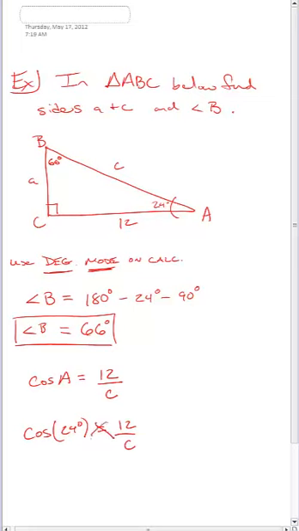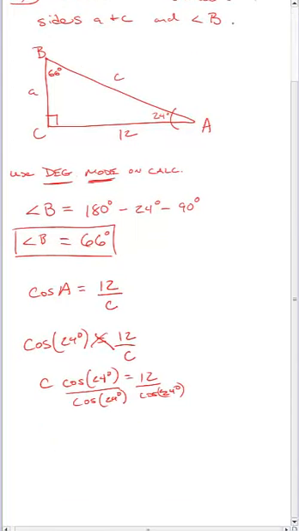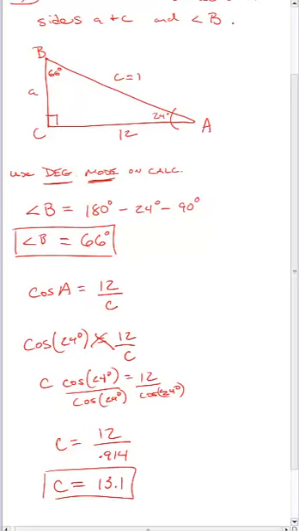To solve this, we're just going to cross multiply, and you get C times the cosine of 24 degrees is equal to 12, and we'll divide both sides by cosine 24 degrees. And we'll evaluate this. You're going to have 12 divided by cosine of 24 degrees, which comes out to 0.914. And so C is approximately 12 divided by 0.914, that comes to 13.1. So we know the length of side C is about 13.1.